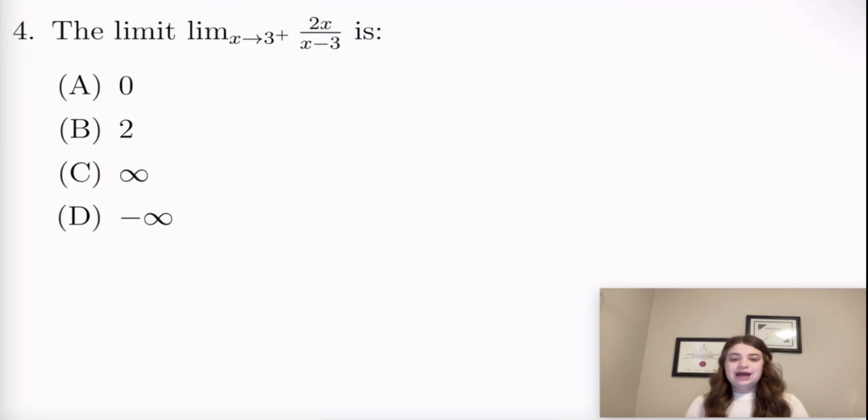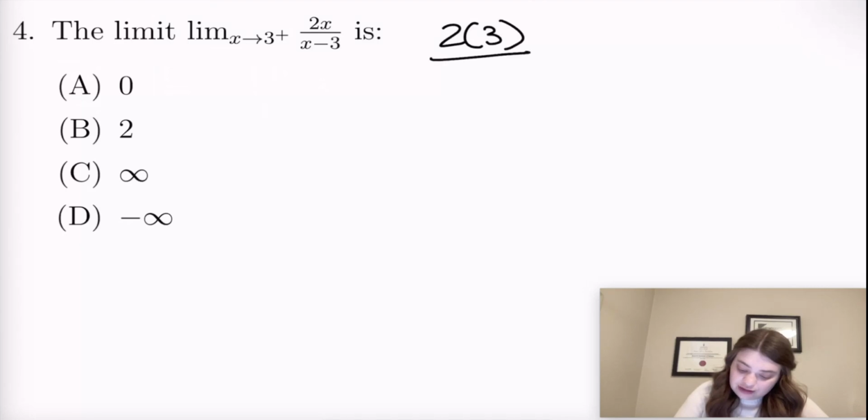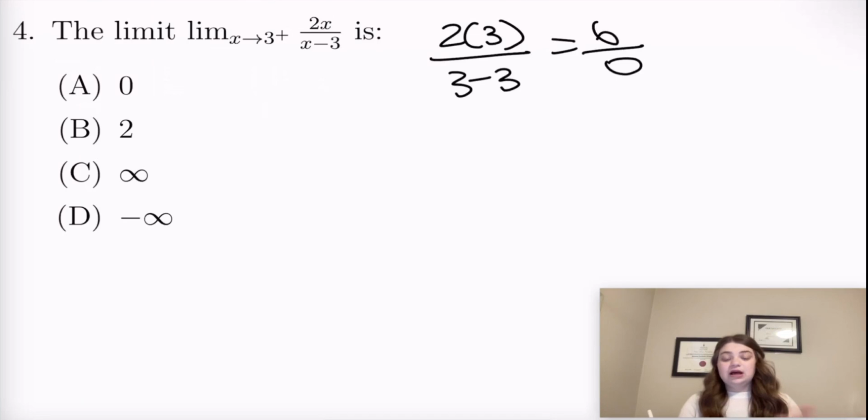All right, this next one asks us to find the limit as x approaches 3 from the right of 2x over x minus 3. So a reminder that this little plus beside the 3 means from the right. If they were asking us to find this limit as x approaches 3 in general, we could say, oh, well, that's an undefined form, because if we directly substitute in 3, we get 2 times 3 over 3 minus 3, which is 6 over 0, and that of course doesn't really make a lot of sense.